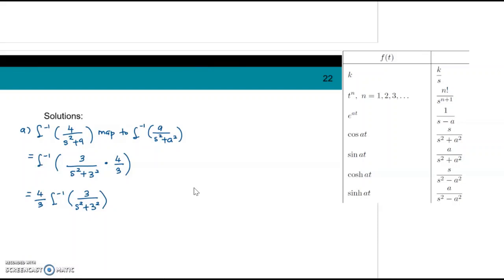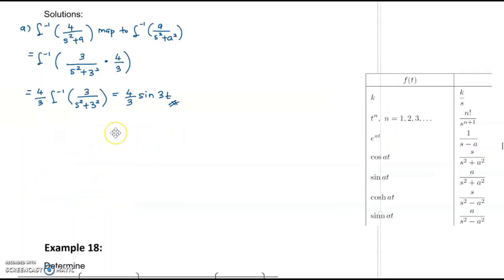So now you have exactly the same form that you have in the table. So now you can write, this is supposed to be 4 over 3 sine at. So your a here is 3.